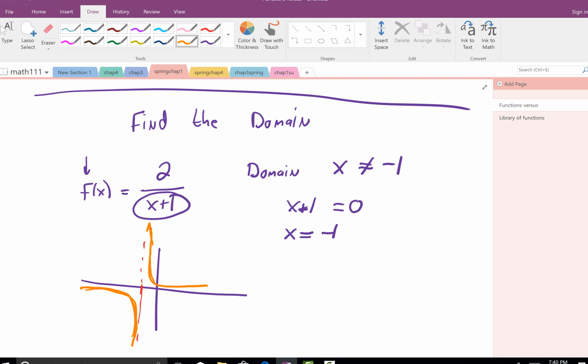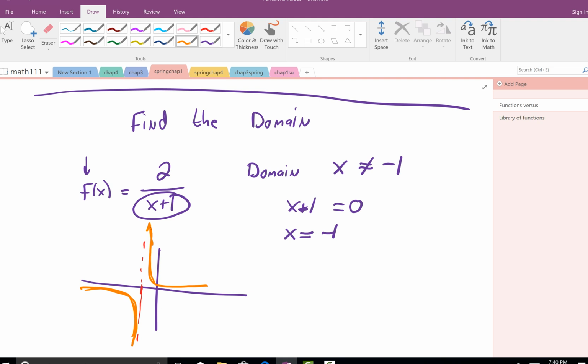All right, and if you trace on it, so if you're using your phone, if you hit it on here, it should show a point in its coordinates, and you can trace it as far up as you want to go, and you can trace it as far down as you want to go, and that x coordinate should never be negative 1. It should never be there. If you get to be exactly negative 1, it probably says undefined. I think that's what it says.